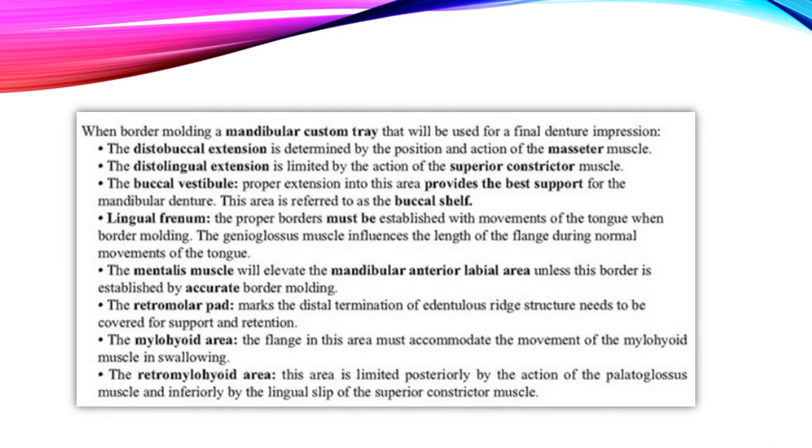So when border molding a mandibular custom tray that will be used for a final denture impression, the distal buccal extension is determined by the position and action of the masseter muscle. The distal lingual extension is limited by the action of the superior constrictor muscle. Okay, so these are the two important MCQs, that is distal buccal extension is determined by the masseter muscle and the distal lingual extension by the superior constrictor muscle.